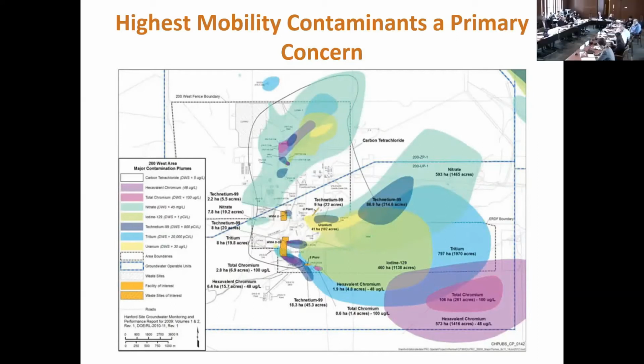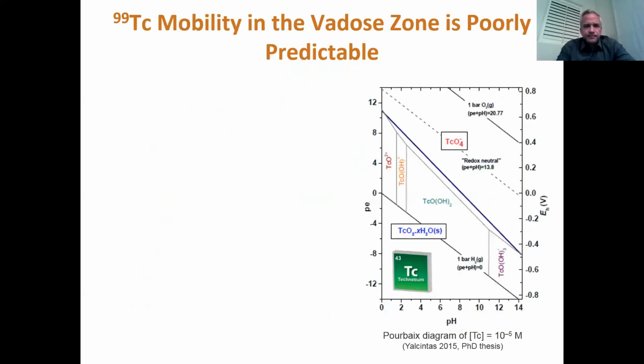So there are species like chromate, which is an oxyanion. There are species such as technetium that are oxyanions, and they tend not to stick to anything in the ground, and they move quite fast.